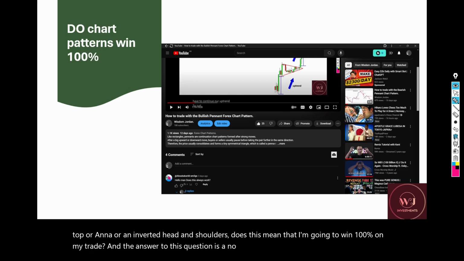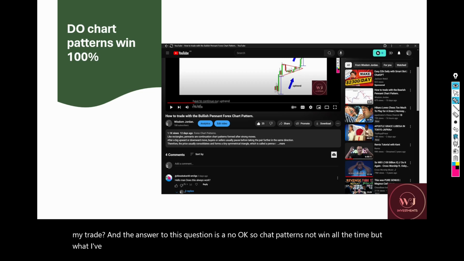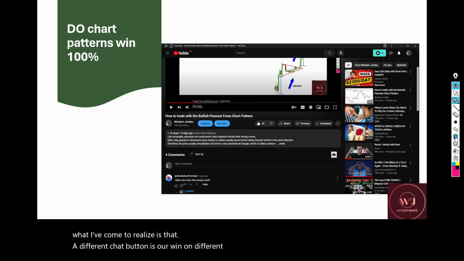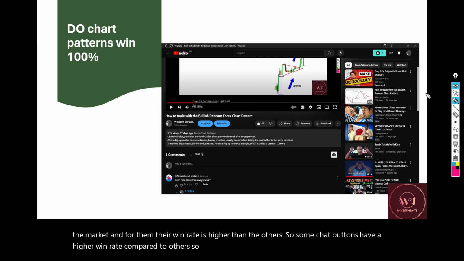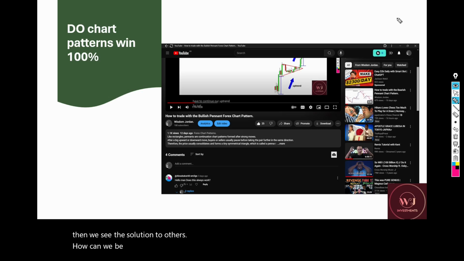Chart patterns don't win all the time, but what I've come to realize is that different chart patterns win on different occasions. There are chart patterns which happen in the market whose win rate is higher than the others. So some chart patterns have a higher win rate compared to others. We are going to be discovering these chart patterns, and then see how we can increase our win rate.